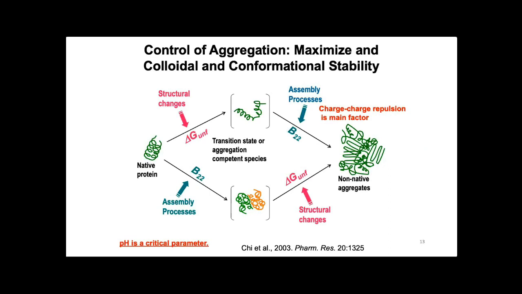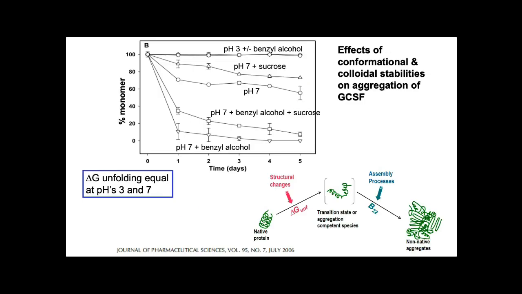And this is all summarized here. The native state going to a partially unfolded state, this structural change is a key component of aggregation. But there's a second governing factor, and that's the intermolecular energetics, which are often indicated by a measured parameter called osmotic second virial coefficient. The main component playing a role here is charge-charge repulsion. Therefore, pH is a critical parameter governing protein aggregation.